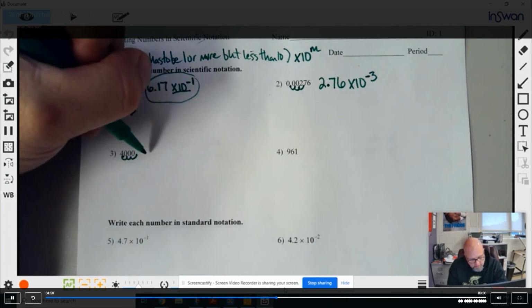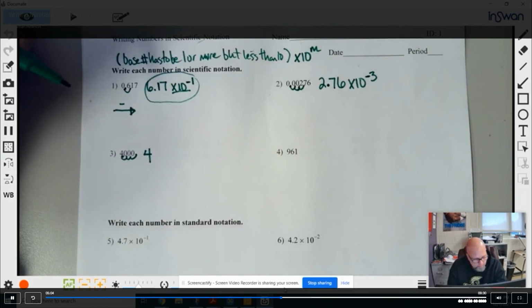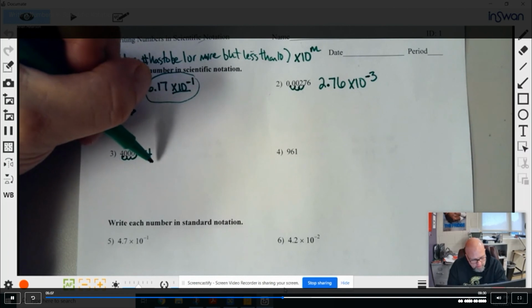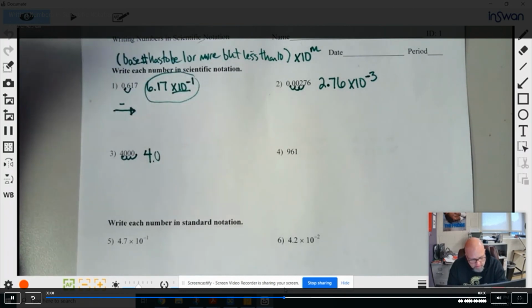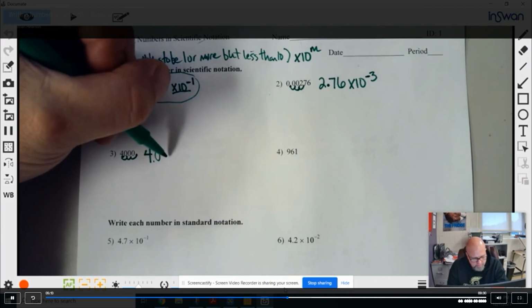And that's fine. So that gives you 4.000, but I'm not going to bother writing down all those zeros. I'm just going to say 4, or that's 4.0. However, if you want to put that 0.0, that's fine. If you don't want to include that, that's okay too.